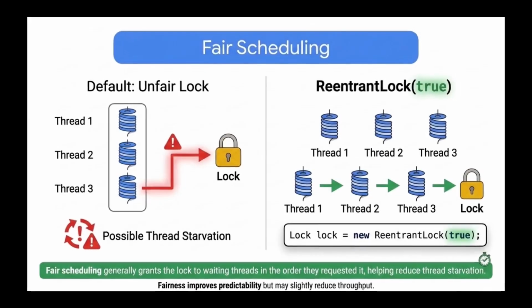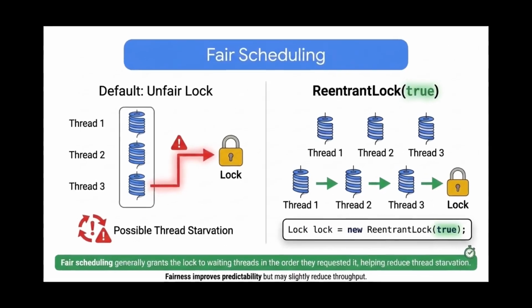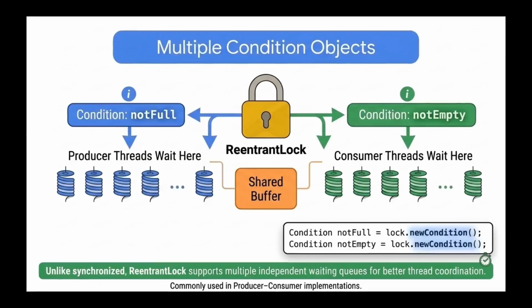By default, ReentrantLock is unfair. This means there is no guarantee that the thread waiting the longest will acquire the lock next. As a result, some threads may repeatedly miss their turn, leading to thread starvation. If fairness is important, create the lock using new ReentrantLock with true. This enables fair scheduling, where waiting threads are generally given the lock in the order they requested it.